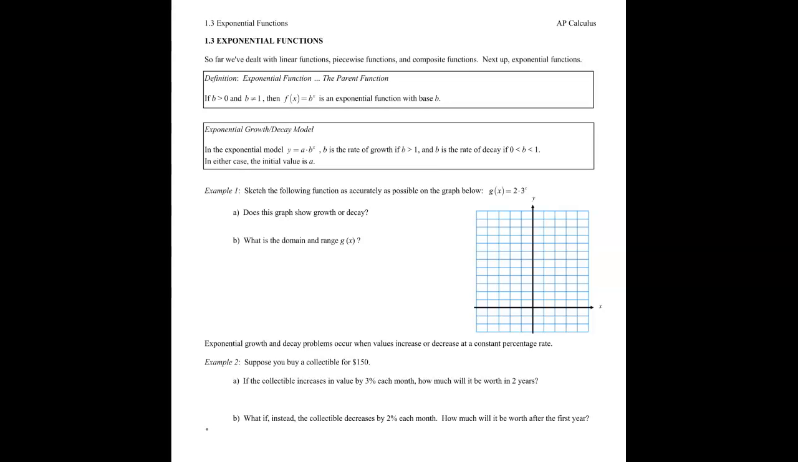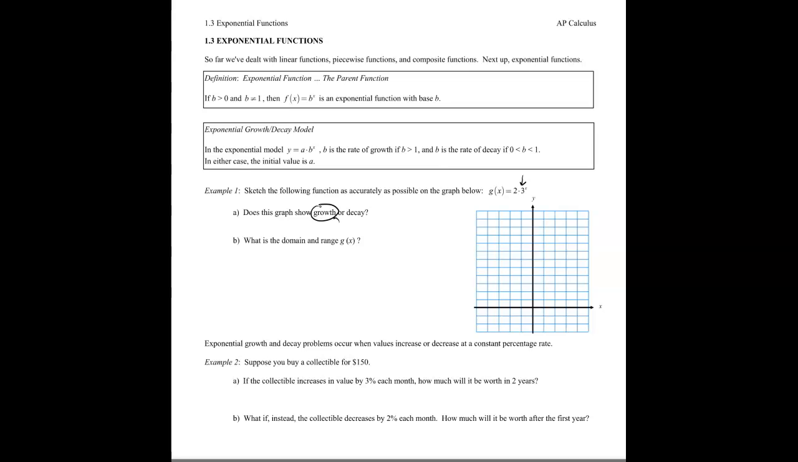Okay, so sketch the following as accurately as possible on the graph below. So we got g of x is equal to 2 times the quantity of 3 to the x. So does this show a growth or a decay? The easiest way to look at this is you literally look at that number that the x is attached to. If it is bigger than 1, it is a growth. If it is in between 0 and 1, then it is a decay. So in this case, it is a growth.